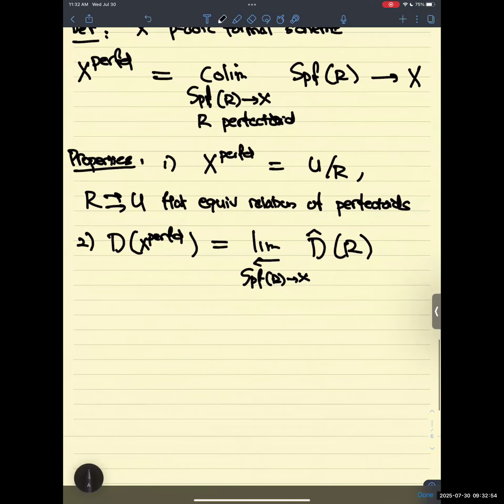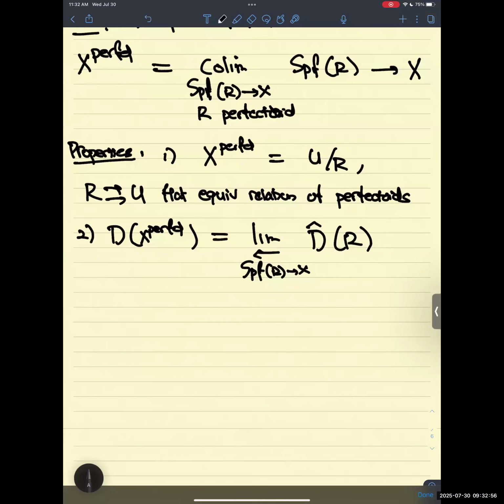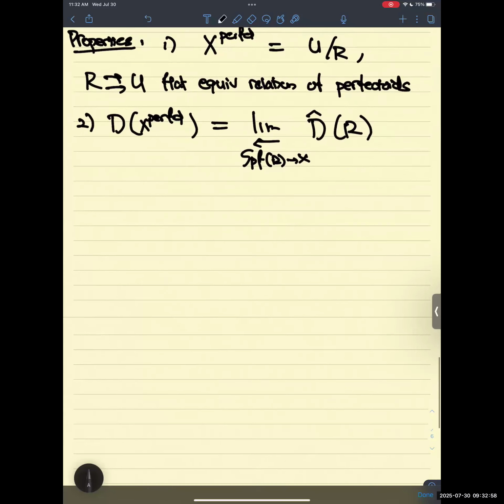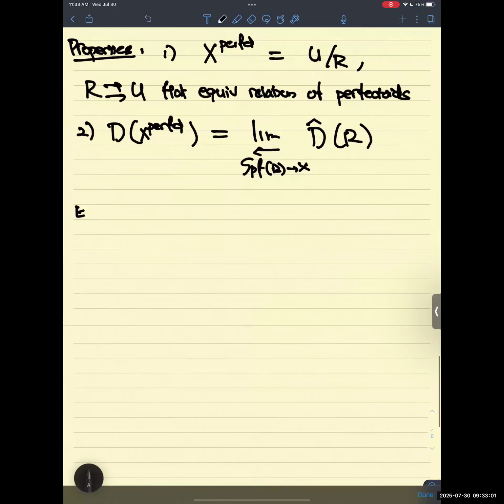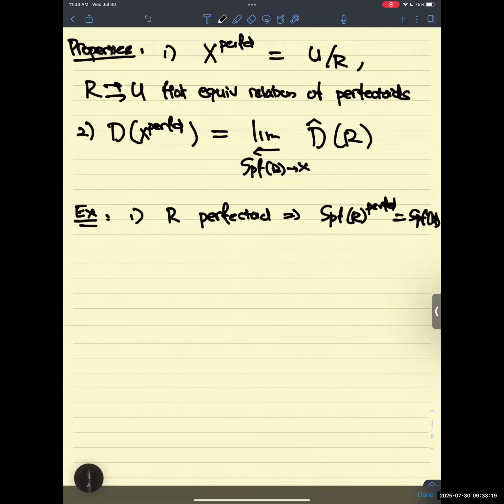All right, so that's the definition. What is the definition trying to do? Let me give you some examples of this definition. The first example is that if R is perfectoid, then the definition does nothing. This is easy to see, just because the colimit has a final object.